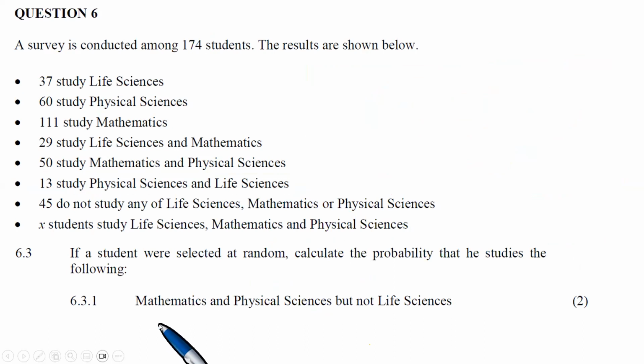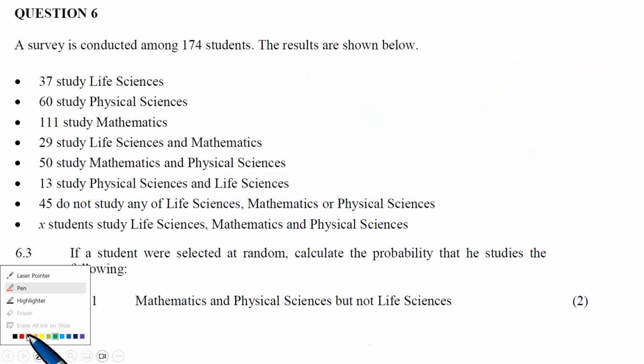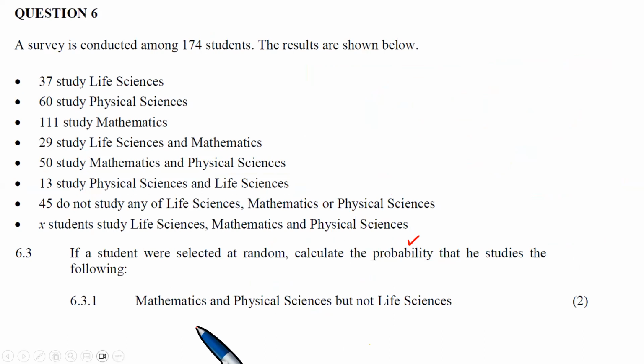Right, there are some questions asking us to calculate the probability. So let us deal with the probability. Now they are saying, what is the probability? Okay, let's analyze it. If a student was selected at random, calculate the probability that he studies the following: mathematics, physical sciences, but not life sciences. The student does not like life sciences and decides, I want to do only math and physics, but not life sciences. That is their choice. But now, what is the probability? Calculate the probability that he studies the following. Okay, so just 2 marks.